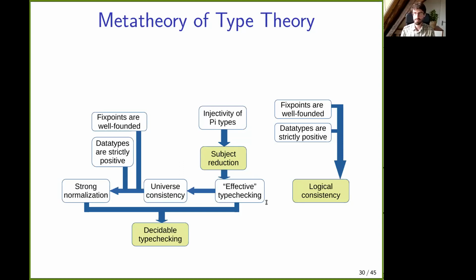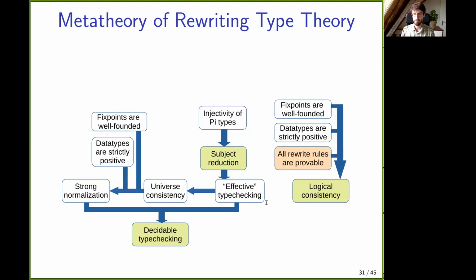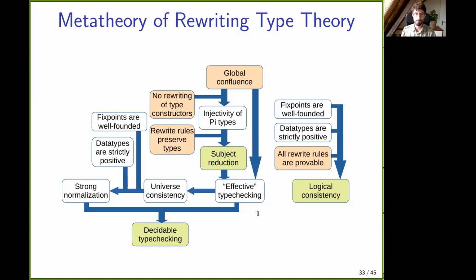Okay. So now let's take a look at what is added to this picture when we add rewrite rules. Well, first of all, for logical consistency, we require that all the rewrite rules are provable. So let's add that. So for effective type checking, we also needed an extra property, namely we needed global confluence of reduction. So let's also add that as a condition. And then finally, for subject reduction, well, we required 3 properties, right? We required global confluence again. We required no rewrite rules of type constructors, and we required that rewrite rules are type preserving, or homogeneous.